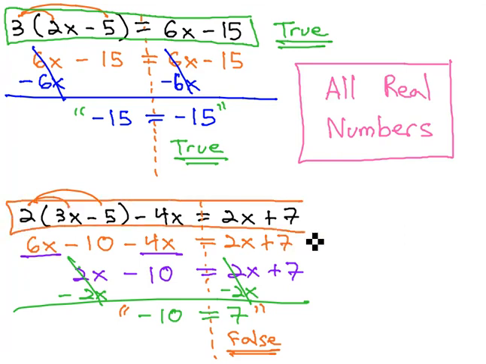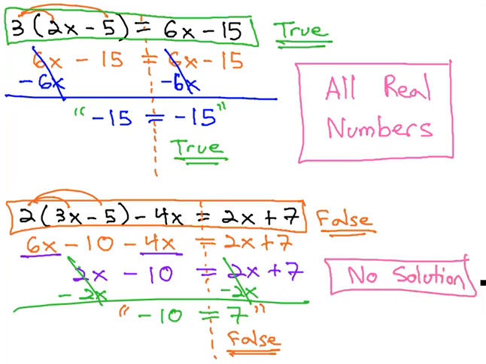So what might that imply about the original problem? This problem is also always going to be false. When we get a false equation, this means no matter what you pick for x, it will never work. We say there is no solution. Sometimes you'll hear the word inconsistent. So, if the variable subtracts out completely, we need to decide, is it always true, all real numbers? Never true, no solution.